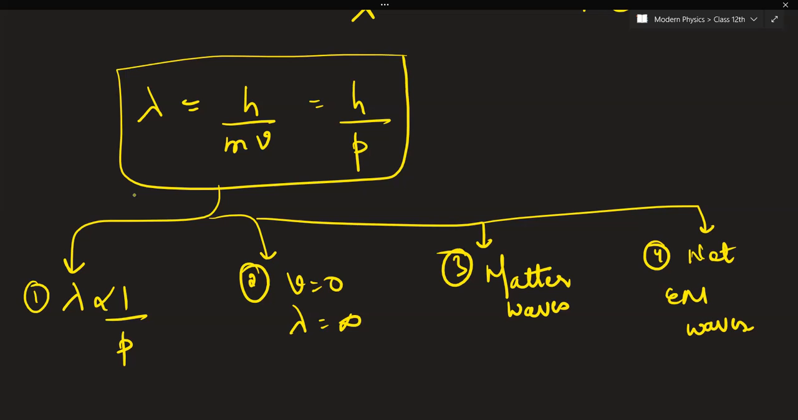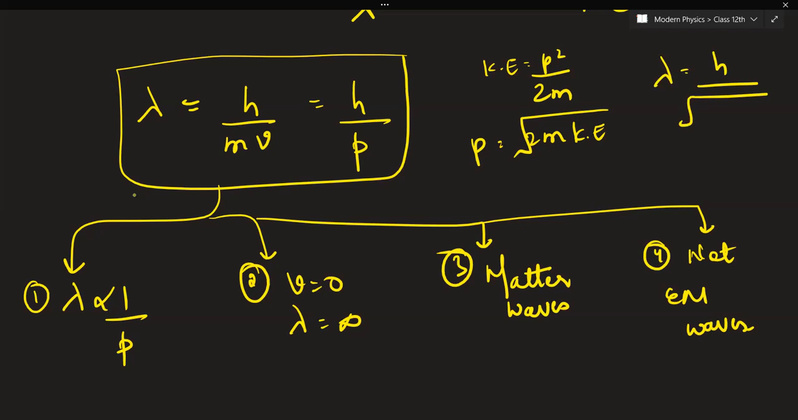Lambda is equal to h by mv. This is important. h by p. All these points are important. One more formula you can say: see, kinetic energy is p square by 2m. From here, momentum can be written as under root 2m into kinetic energy. So lambda can be written as h by under root 2m kinetic energy.